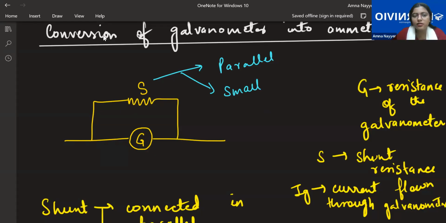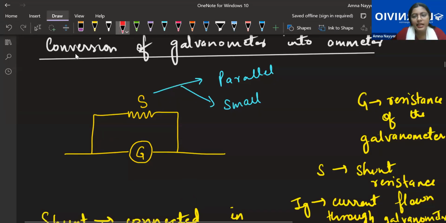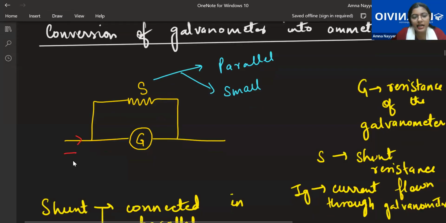This is the shunt, this is the galvanometer. Let's say some amount of current I entered. So let's say the amount of current that went through this galvanometer is Ig. So yes, Ibrahim, how much current will be here?